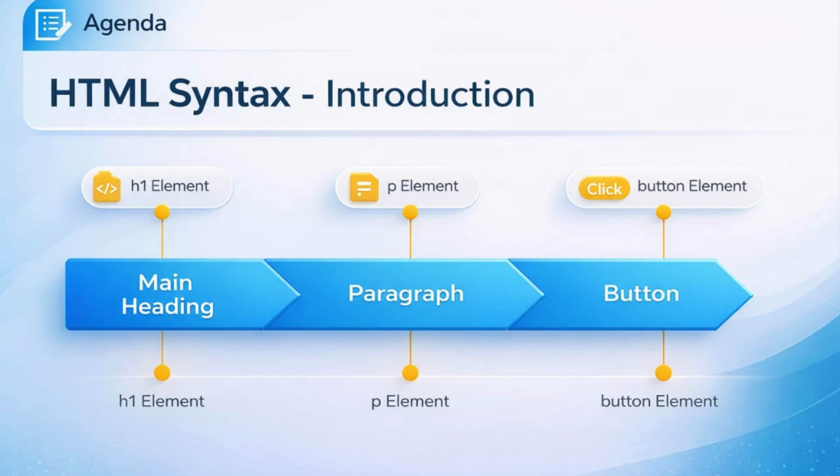HTML syntax, introduction. In this image, you can see how HTML elements work in a simple structure. Think of HTML like building blocks. Each block is called an element. In the image, the first block is main heading, H1 element. Next block is paragraph, P element. Last block is button, button element. The image shows a flow, main heading, paragraph, button. This means first comes the title, then the content, then an action, button. This is how real websites are structured.